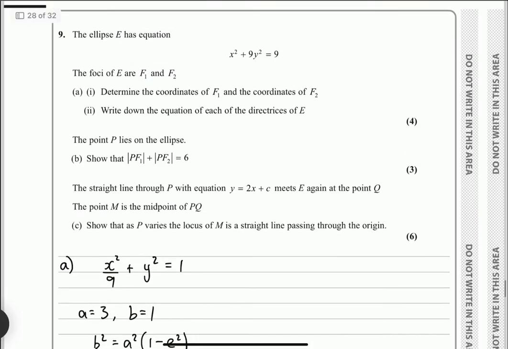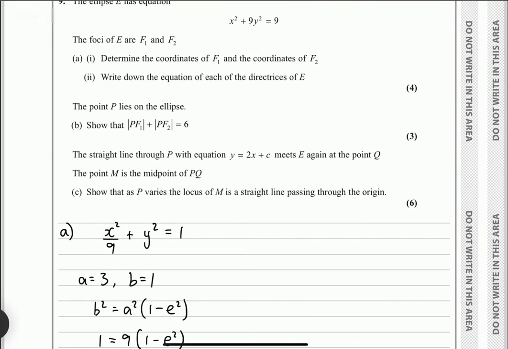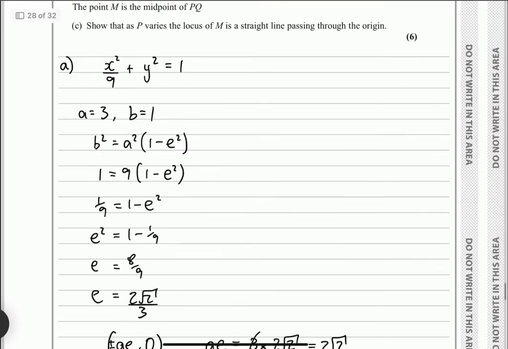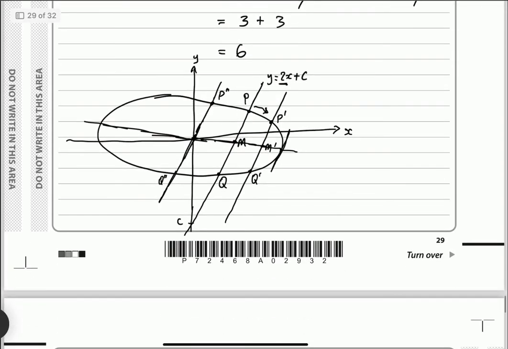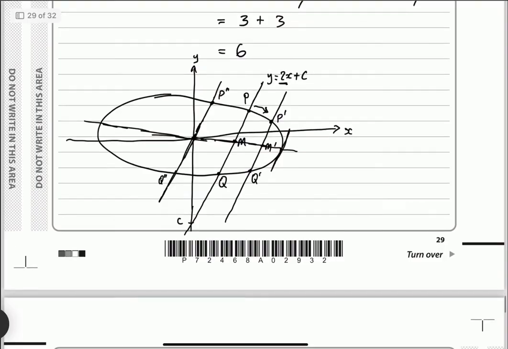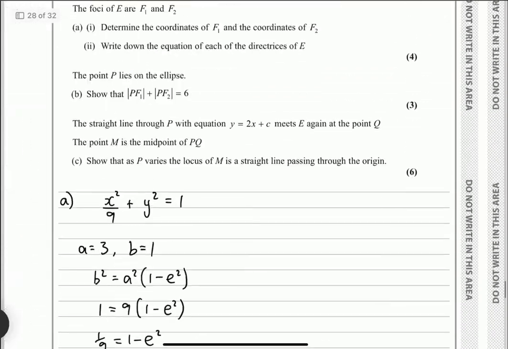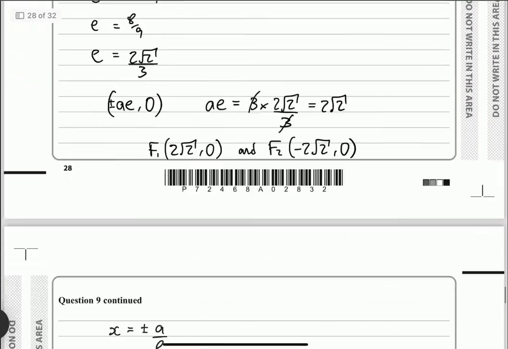What it said was, show that as P varies, it's a straight line passing through the origin. So what we're going to do is find the coordinates of P, the coordinates of Q, use those to find the midpoint, and show that the midpoint xy coordinates, I'll call them capital X, capital Y, show that they give a straight line.